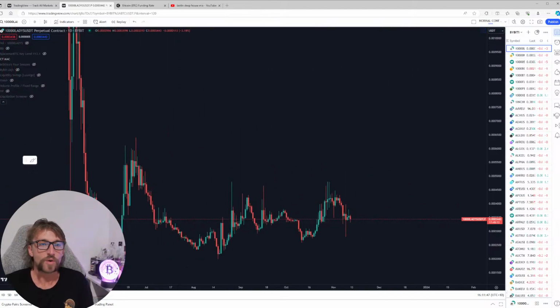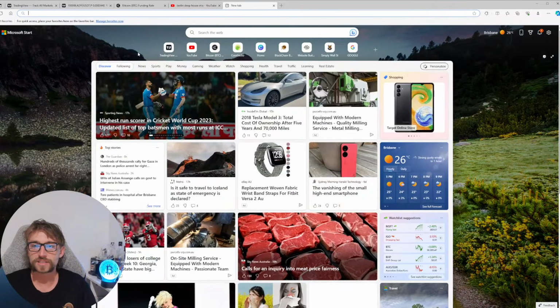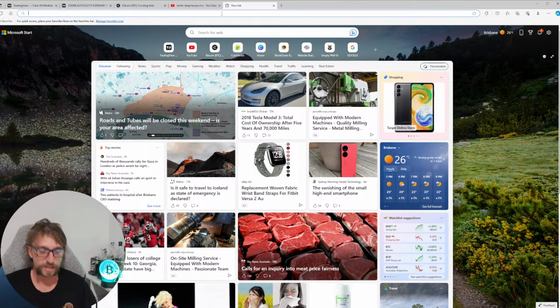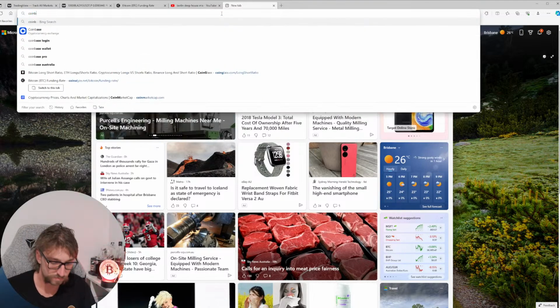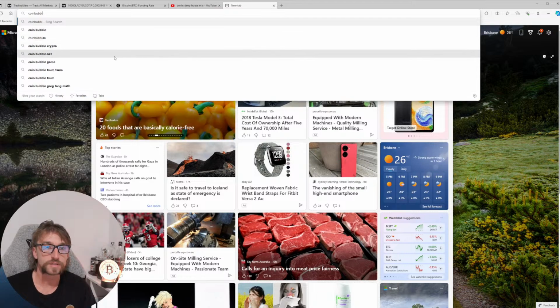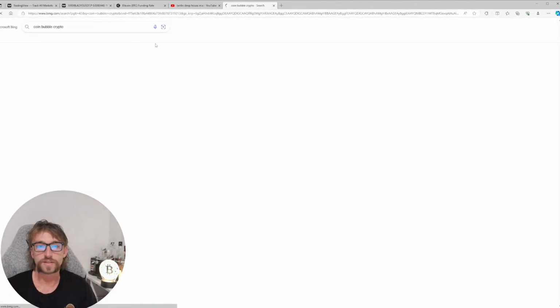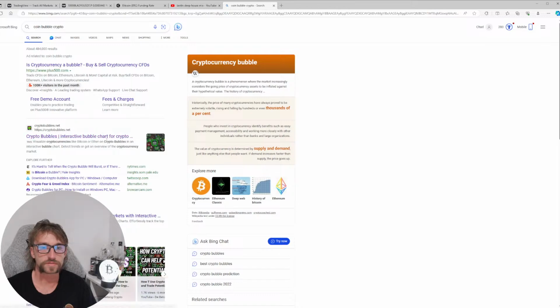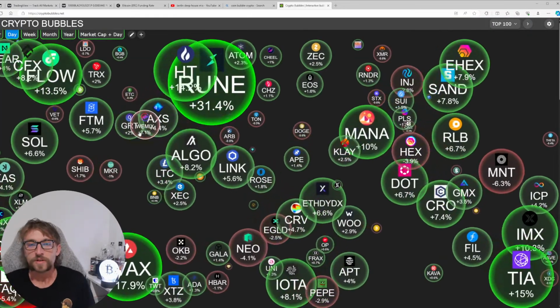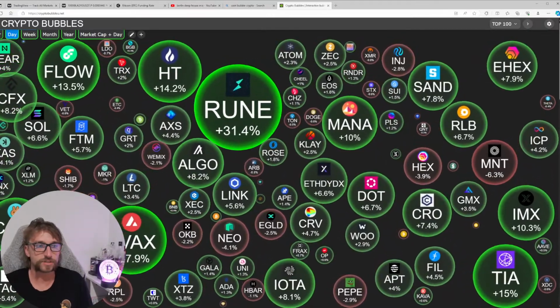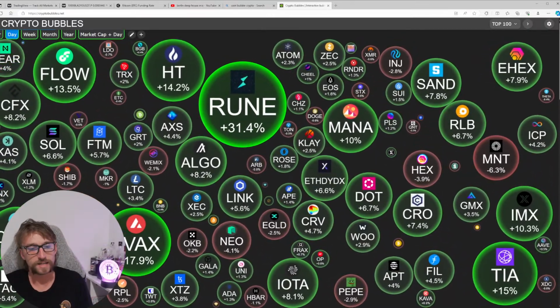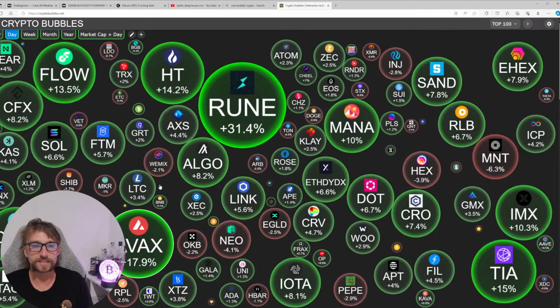So I want to have a look at some coins that are trending. Also, wouldn't mind looking at the coin bubbles. There's that. This is where you get the Rune. Holy shit, today is a big day for Rune. FTT, screw that, but hey, gains are gains. Rune, AVAX is coming in saying hello.